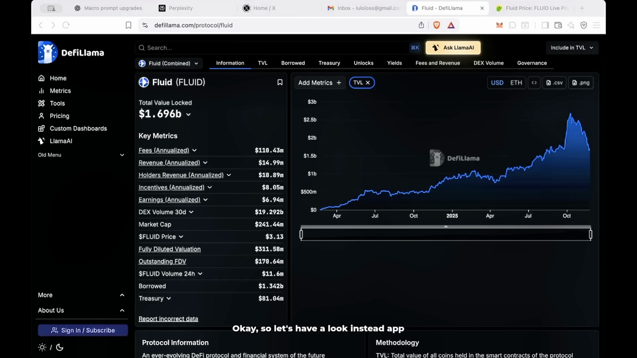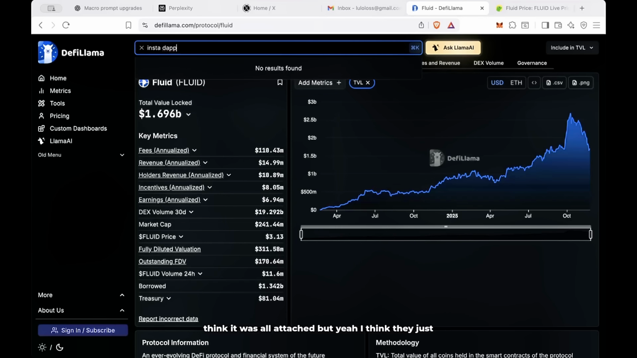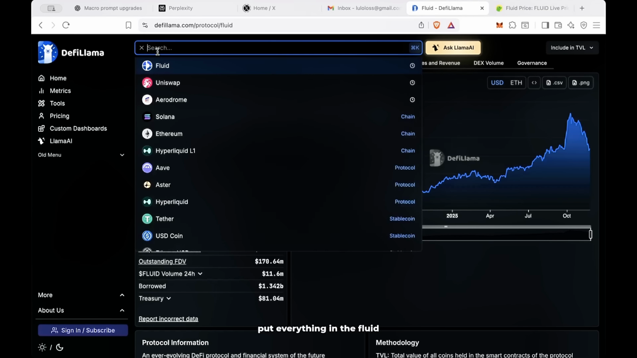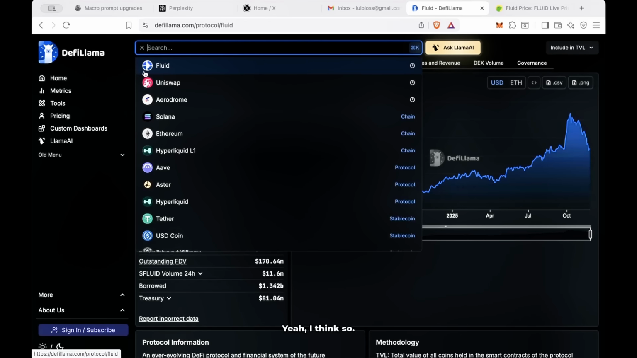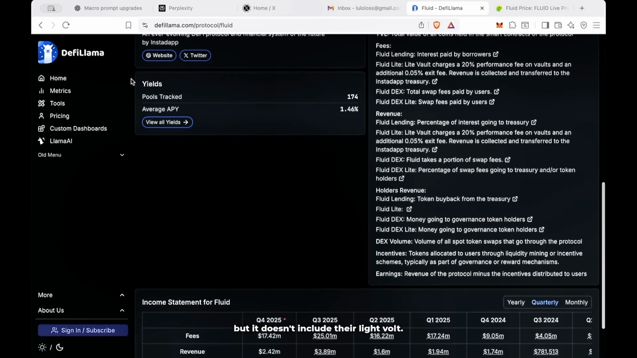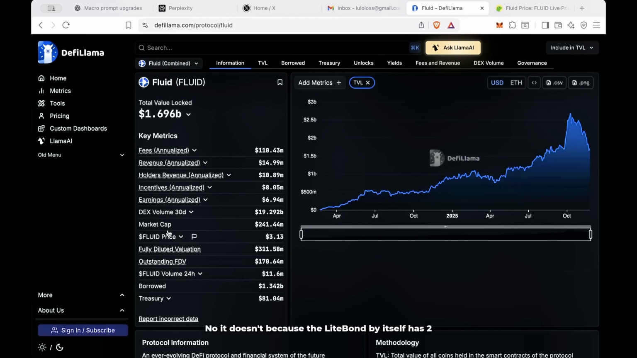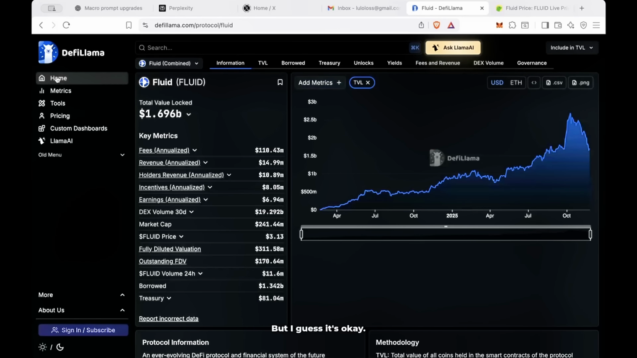So let's have a look. Instadapp. I'm not even sure they still have it. I think it was all attached, but yeah, I think they just put everything under Fluid. But it doesn't include their Light Vault, or does it? No, it doesn't, because the Light Vault by itself has 2 billion TVL. So I think this is only Fluid Lending and Fluid DEX that we are seeing here. But I guess it's okay.